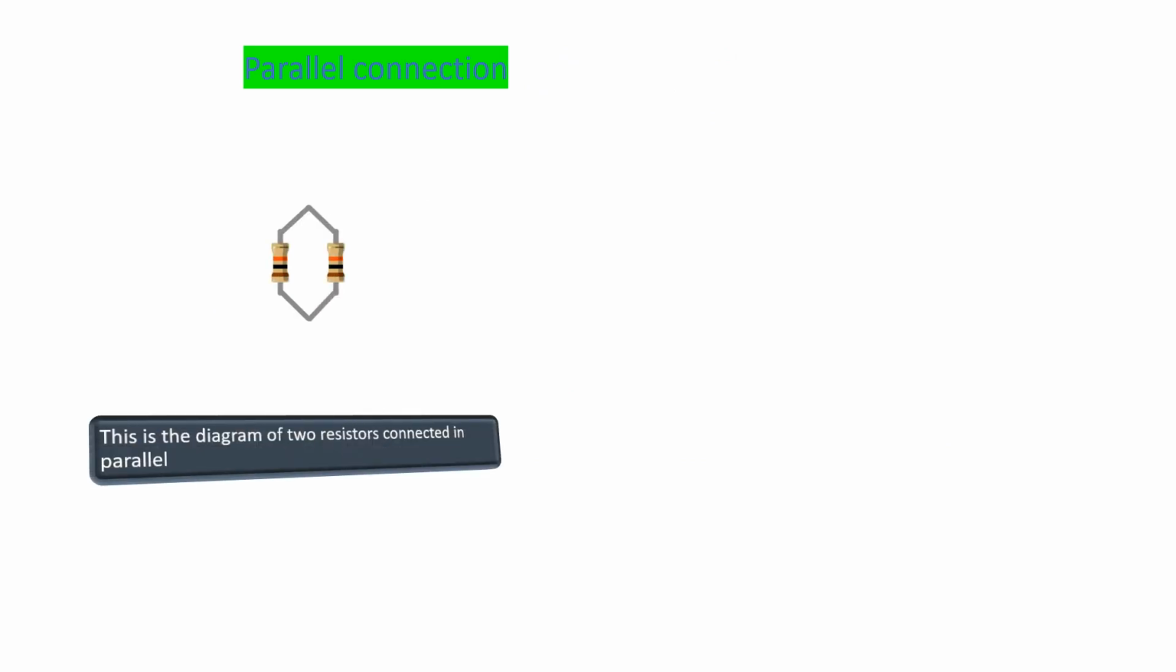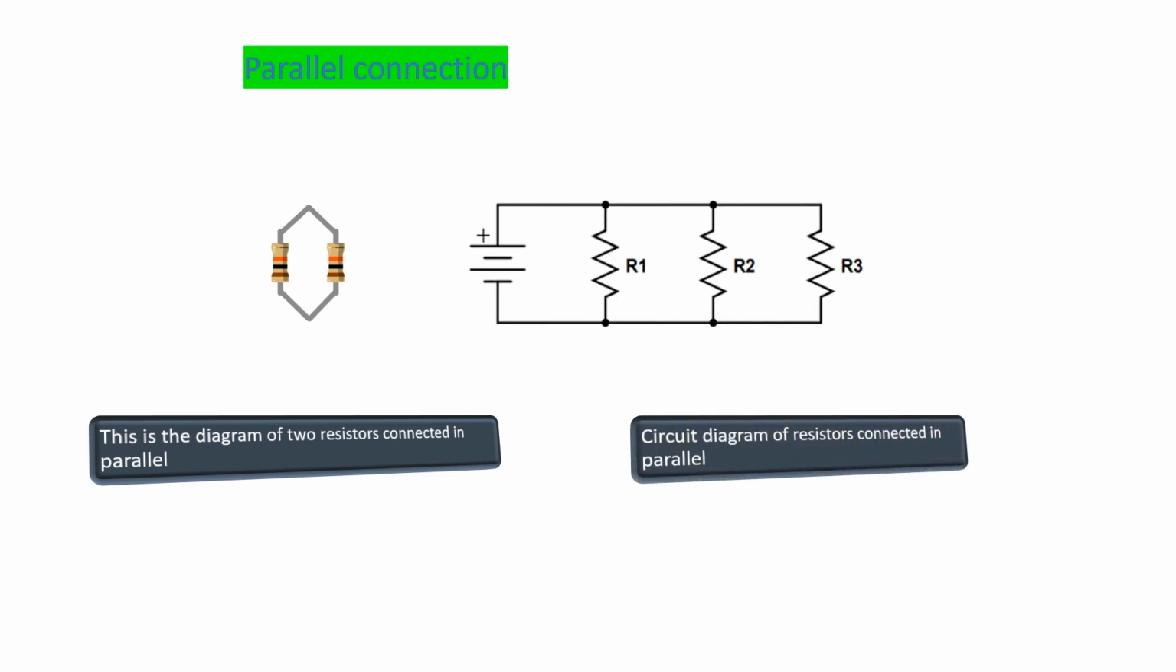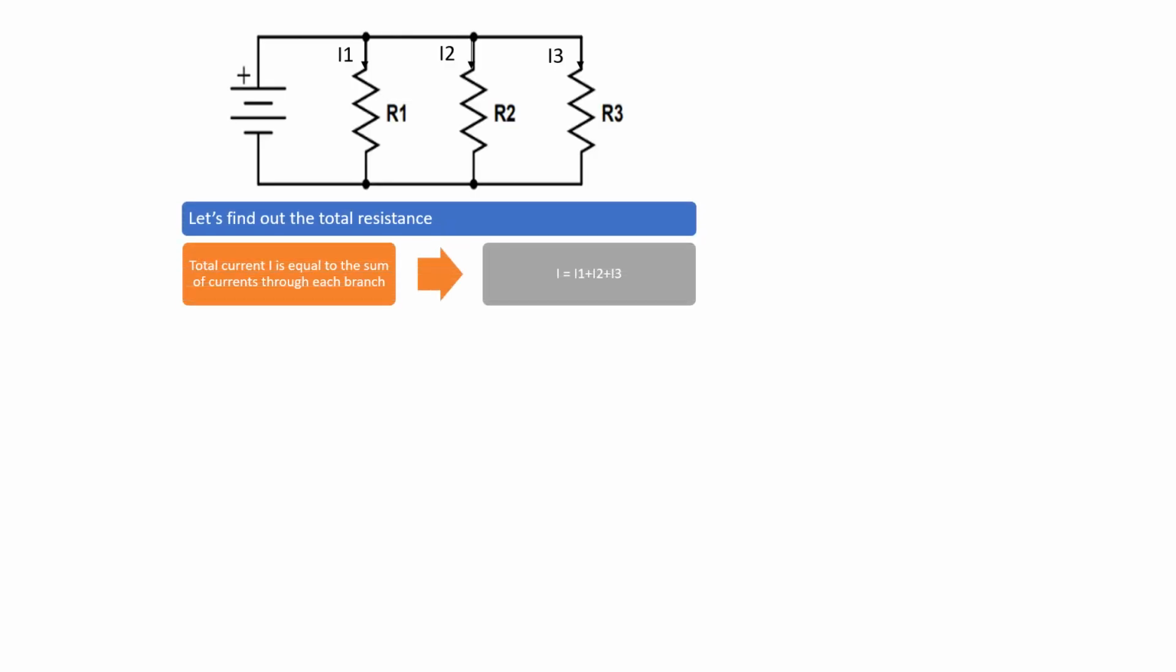Next one is parallel connection. This is a schematic diagram of two resistors connected in parallel. This is a circuit diagram of resistors connected in parallel. Let's find out the total resistance of this parallel connection.